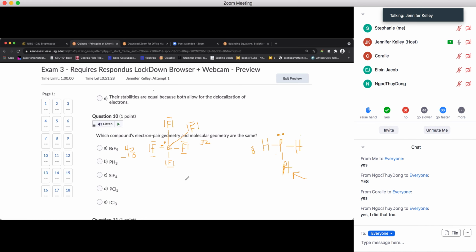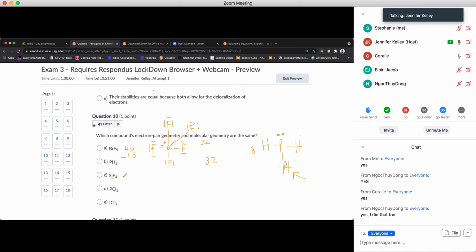So let's look at SiF4. Silicon, group 6, maybe? Is that right? Anybody know what group that's in? It's 4. Okay, that's right. It's under carbon. So we've got 4 from silicon and 28 from fluorine. So that'd be 32.